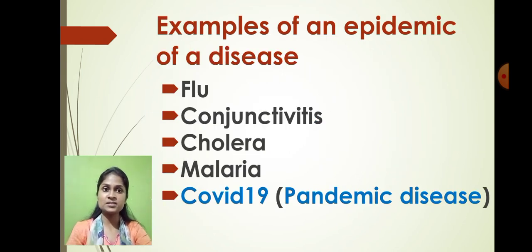Is that clear, students? So what are the examples of epidemic diseases? Examples: flu, conjunctivitis. Conjunctivitis means what? Eye infection. Cholera, malaria, and COVID-19. So these are examples of what? Epidemic disease. And COVID-19, which we all are suffering from right now, is an example of what? Pandemic disease. Is that clear?